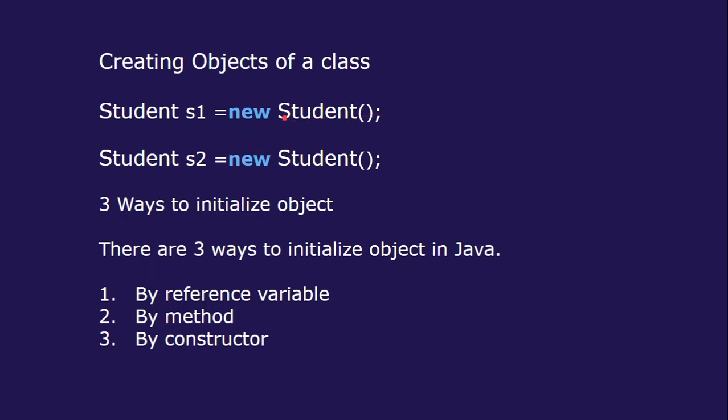We can also create more than one object for a class. That's why I have given two objects here, S1 and S2, for the same class Student. So we can create many objects for a single class.